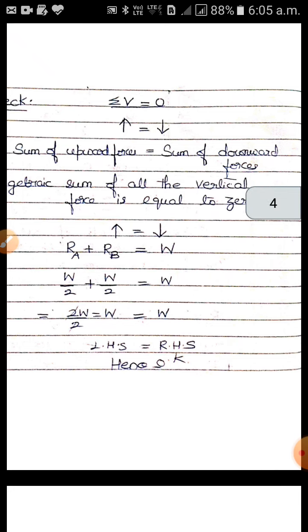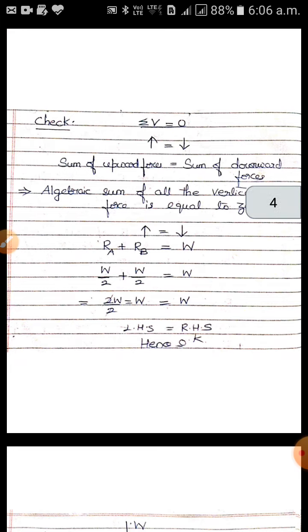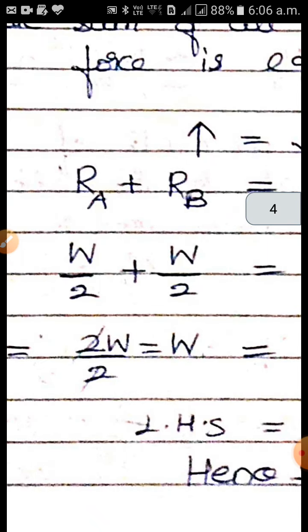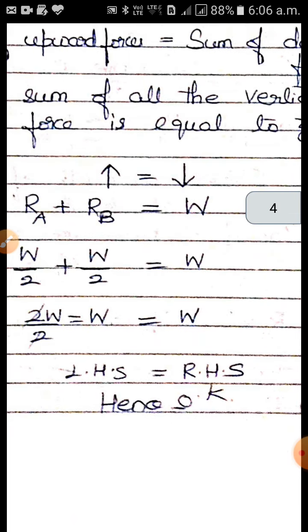So to check, we have to use summation V equal to 0. The sum of upward force equal to sum of downward force. Summation V equal to 0 means the sum of upward force equal to the sum of downward forces, or the algebraic sum of all the vertical forces equal to 0. So what are the upward forces? Same thing, RA plus RB. What is the total downward load? W. So what is RA? W by 2. What is RB? W by 2. So W by 2 plus W by 2 will be 2W by 2. So it is W. So on the right hand side it is W. So left hand side equal to right hand side.